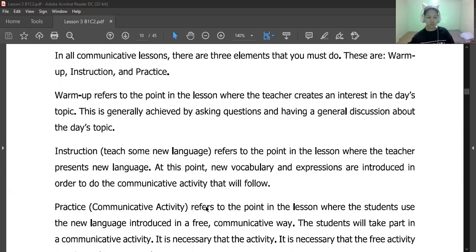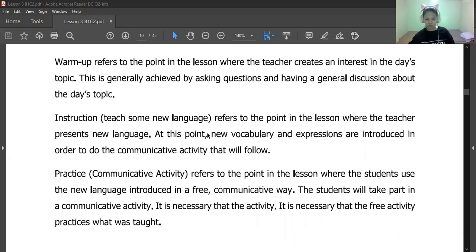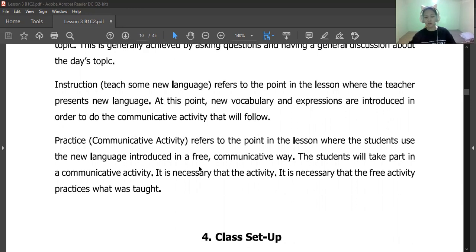Next is instruction, or the teaching of new language. This refers to the point in the lesson where the teacher presents the new language or the lesson for the target language. At this point, new vocabulary and expressions are introduced in order to do the communicative activity that will follow. And of course, we now have the practice or the communicative activity.